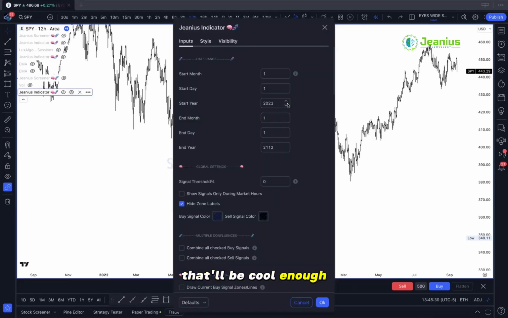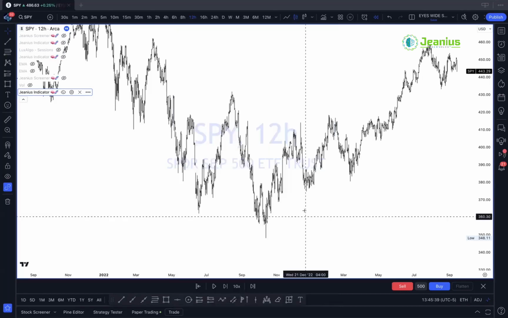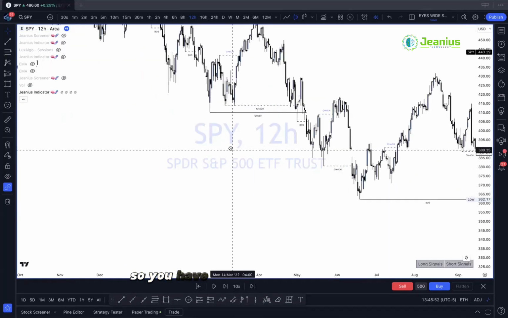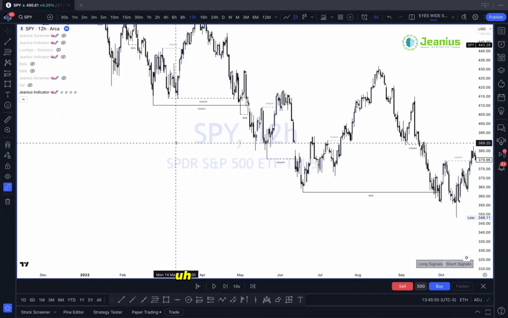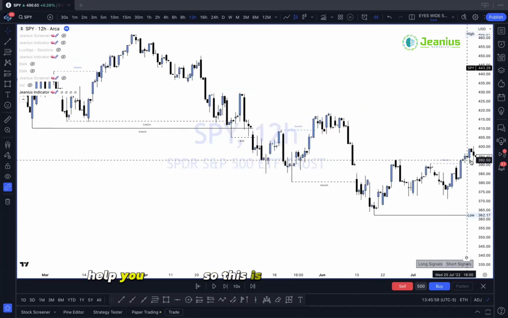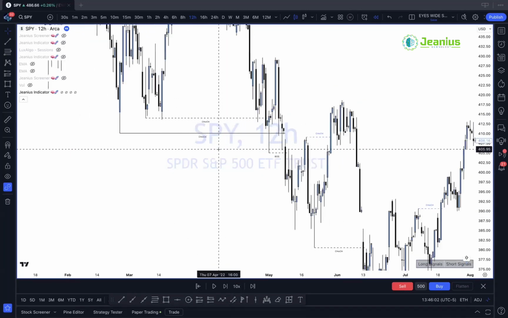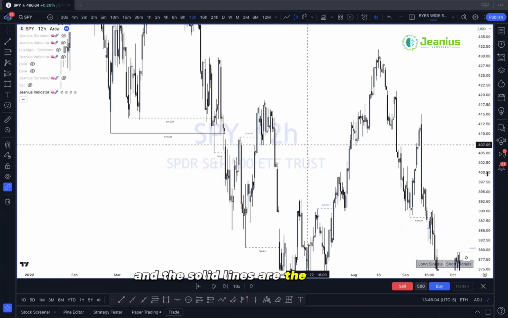That'll be cool enough. I'm also going to drop this one more year back because I want to see information of 2022 as well. That way I can get a good look at those pivots as the indicator is calculating the change of structures. So you have long-term and short-term change of structures. This is going to help you with your long-term and short-term trend. The short-term is the dotted lines, and the solid lines are the long-term.